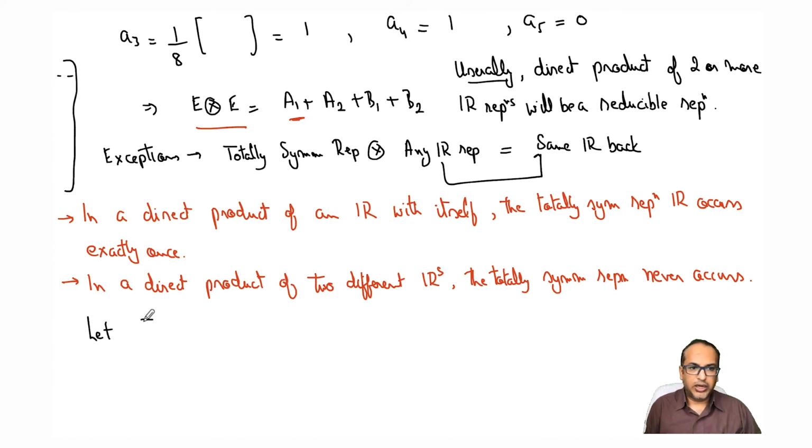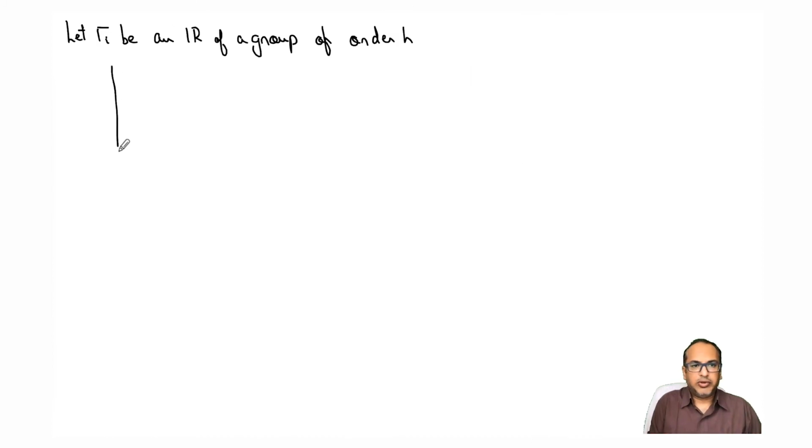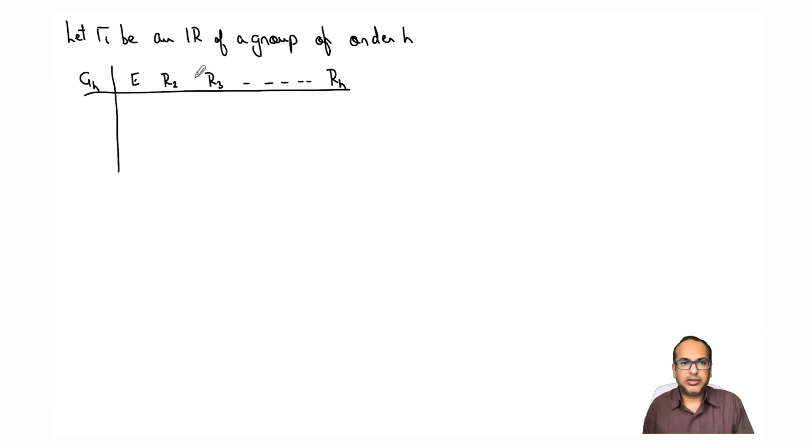Let tau I be an IR of a group of order h. So what I mean here is that if we have a group of order h, let's call it G_h, then I can say that this is E, R2, R3, and up to Rh, right? So I'm not classifying these as different classes. I'm just writing R1, R2, R3, R4, Rh, and R1 I'm simply writing as E.